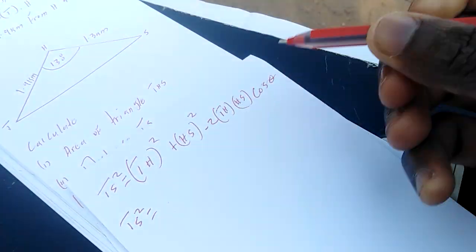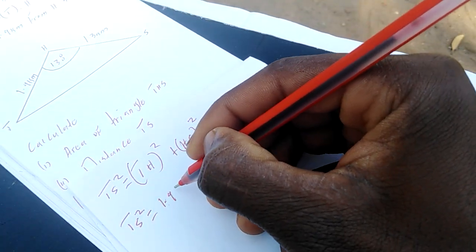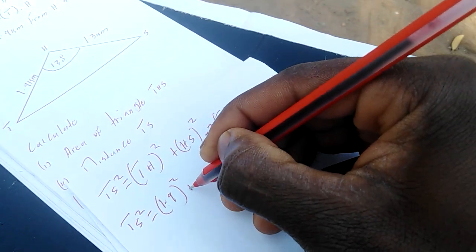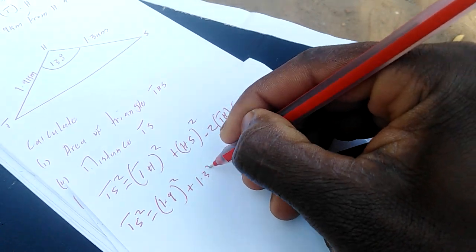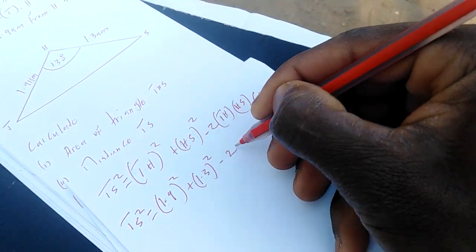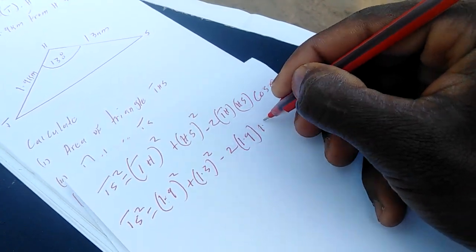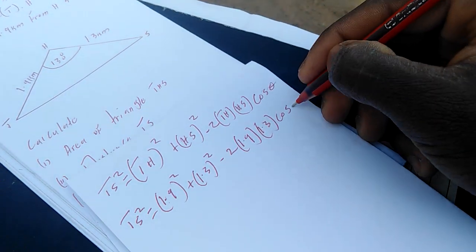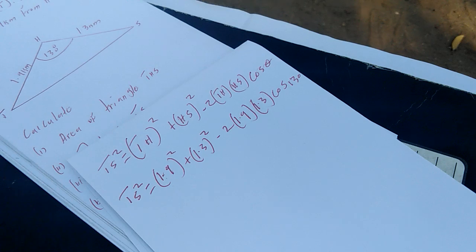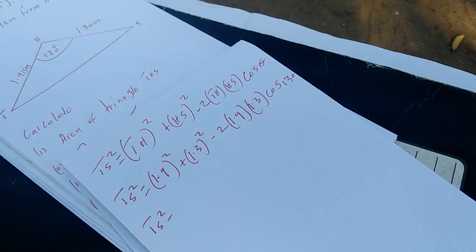TS squared is equal to, what's our TH? Our TH is 1.9. 1.9 squared plus, what's our HS? Our HS is this one, which is 1.3. 1.3 squared minus 2 TH, which is 1.9, and also HS, which is 1.3, cos what? Cos 130. I'll put my cos 130 there. Then TS squared, the TS will just be dropping.